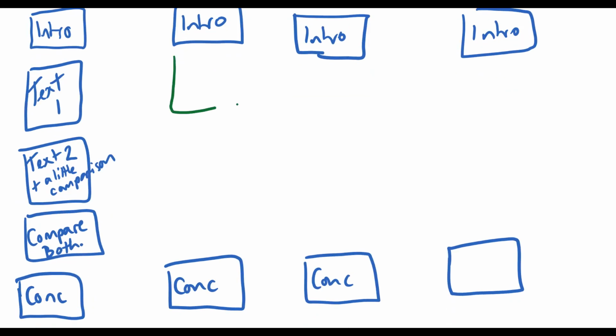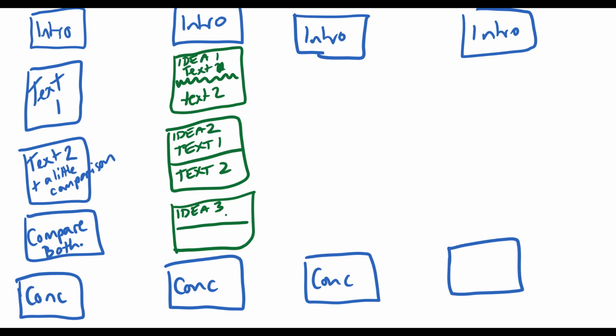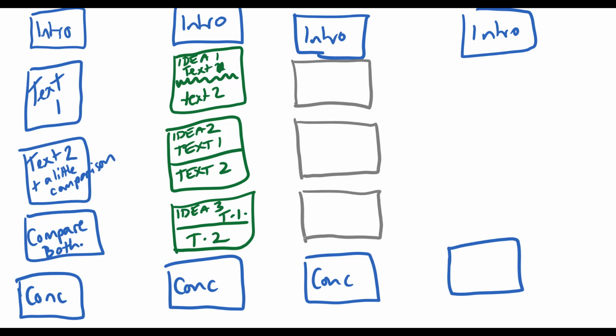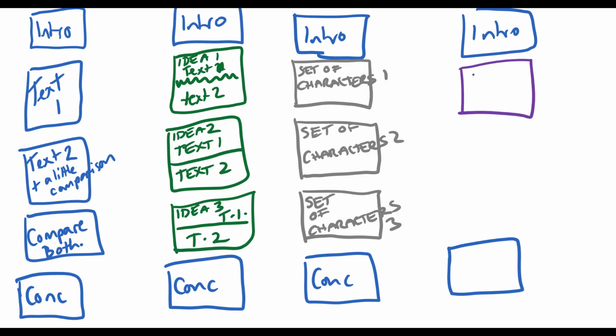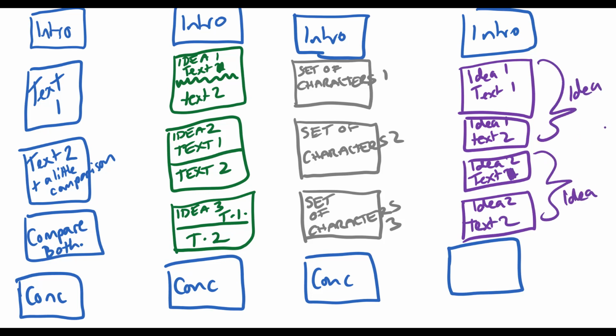Next model, we had the comparison of ideas, so used ideas to structure the essay. 3 different ideas where each paragraph compared the 2 texts in relation to a different idea. The third model used sets of characters that shared something in common that came out of the text to divide up the material, and discussed both texts in each paragraph as well. And the final model was the one where you only had 2 ideas and you have a 4-paragraph essay where you discuss your ideas in 2 paragraphs, one after another.